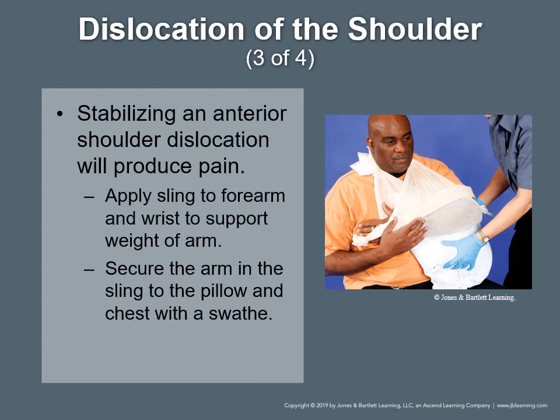Stabilizing an anterior shoulder dislocation will produce pain. Splint the joint in whatever position is most comfortable for the patient. If necessary, place a pillow, rolled blankets, or rolled towels between the arm and chest to fill space. Once the arm is stabilized, the elbow can usually be flexed to a 90-degree angle without causing further pain. Apply the sling to the forearm and wrist to support the weight of the arm. Secure the arm in the sling to the pillow and chest with a swathe. Transport the patient in a sitting or semi-seated position.